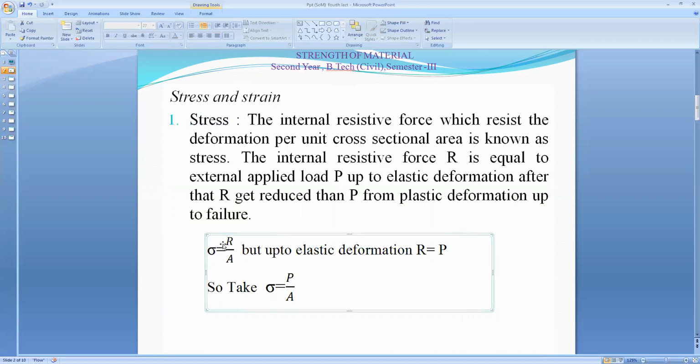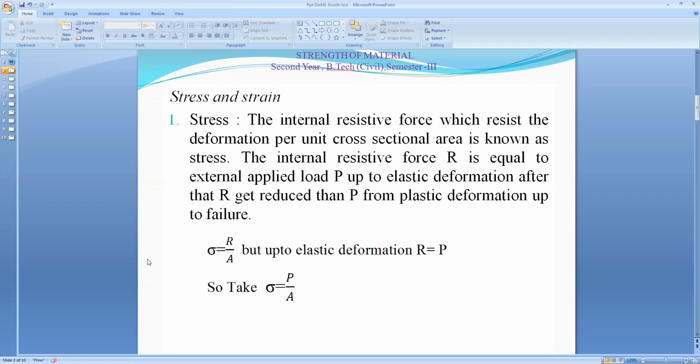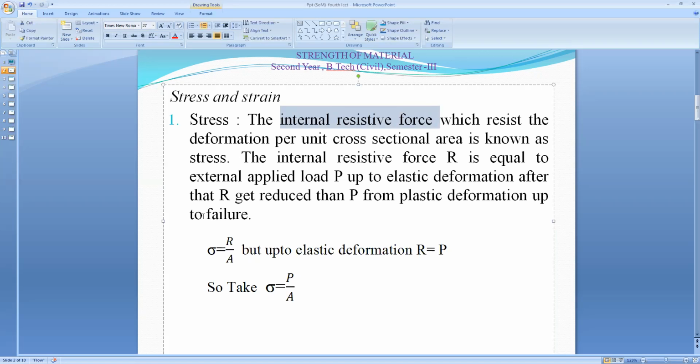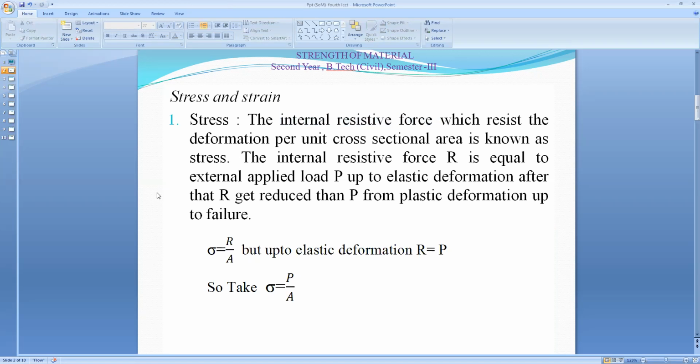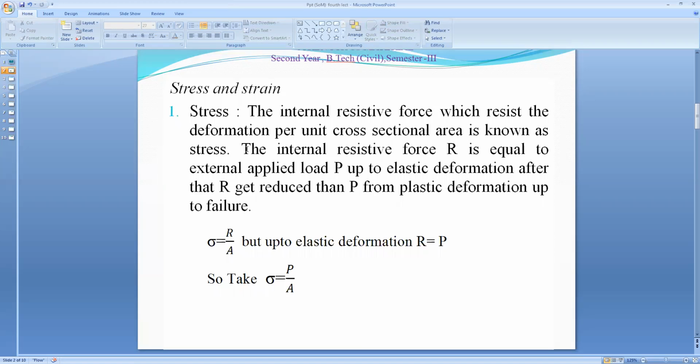Then how to calculate R? Let us find it. As we know, the magnitude of the external force, indicated as capital P, is equal to 50 kilonewton and the cross-section area is equal to 1000 mm square. Then how to calculate the internal resistive force? We know the magnitude of the external agency, but we don't know the magnitude of the internal resistance force.